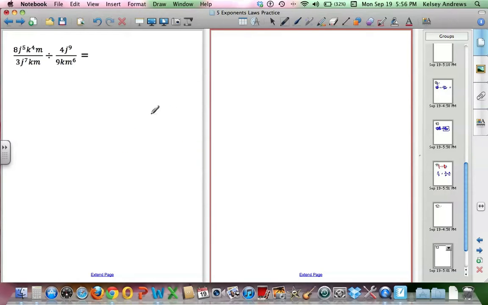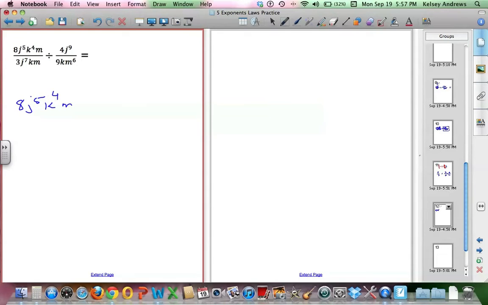Okay, so we're going to use the same concept, but notice we have much more complicated fractions now. So let's just rewrite that by multiplying by the reciprocal so we don't forget about that important step here. So we're just going to rewrite the entire first fraction, keep it the same. Instead of division, we're going to do multiplication, and our reciprocal now is 9k m to the 6th over 4j to the 9th.